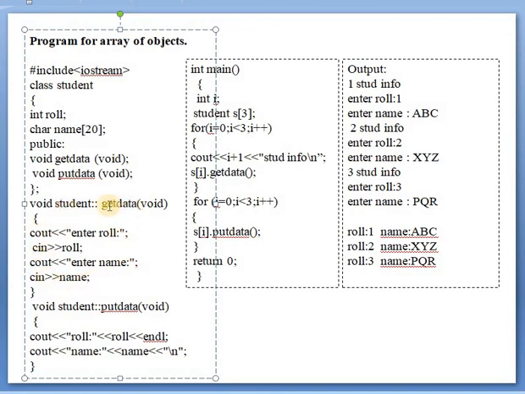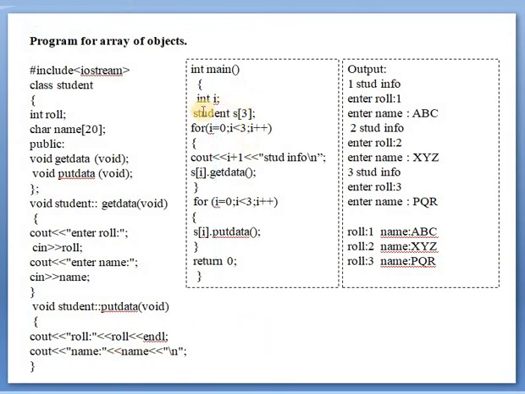This is the function definition of get data, which is defined outside the class. In this class declaration also we can define the same function. Here the put data function is defined. It displays the roll number and name of the student. Now see here, integer main, integer i. It is used for counting the objects in the for loop. Now student s of 3.